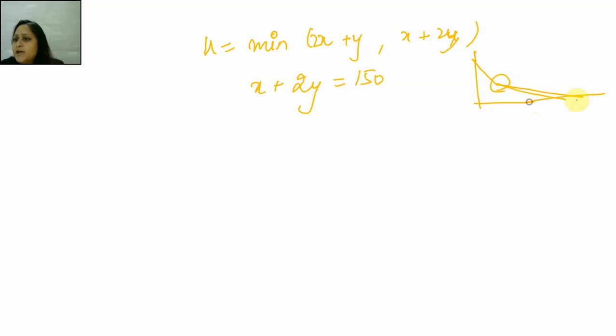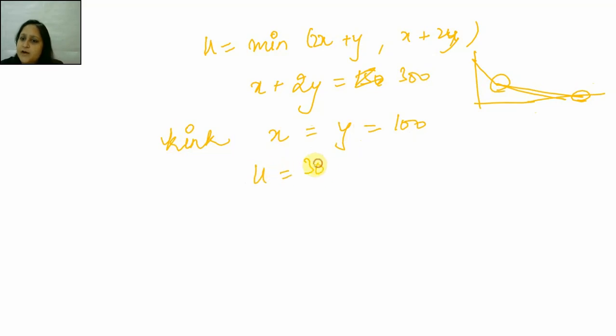So he is indifferent between the kink and the x-axis. Let's see. If he consumes at the kink, he consumes, sorry, this is equal to 300. X is equal to y is equal to 100, right? In which case his utility would be 300. 2 into 100, 200 plus 100 is 300, 100 plus 2 into 100 is 300.